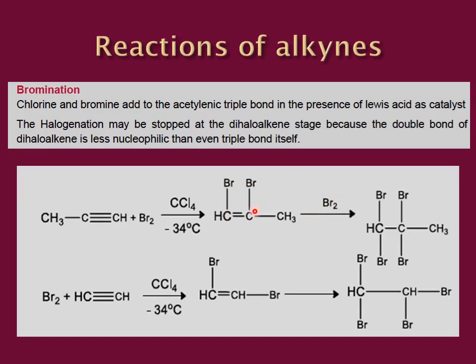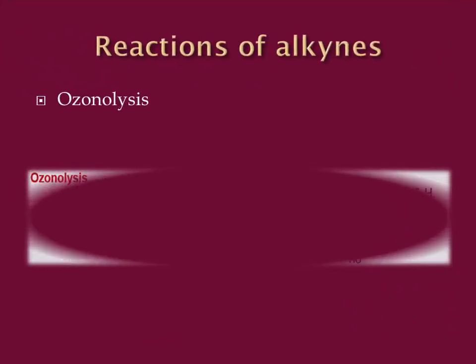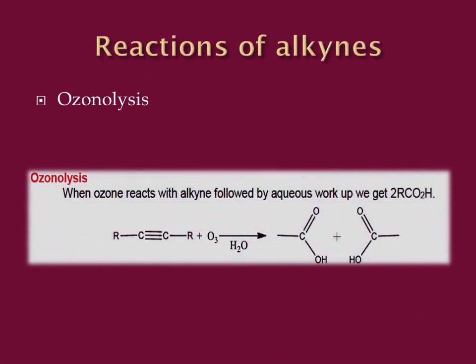Students, we have studied the detailed mechanism for the ozonolysis of alkenes. In the similar fashion, alkynes also undergo ozonolysis. Ozone reacts with alkyne followed by aqueous workup to give 2 moles of carboxylic acid. Remember that in the ozonolysis of alkenes, we used to get a ketone or aldehydes, but ozonolysis of alkynes will give carboxylic acids. The mechanism is similar to that we studied in alkenes.